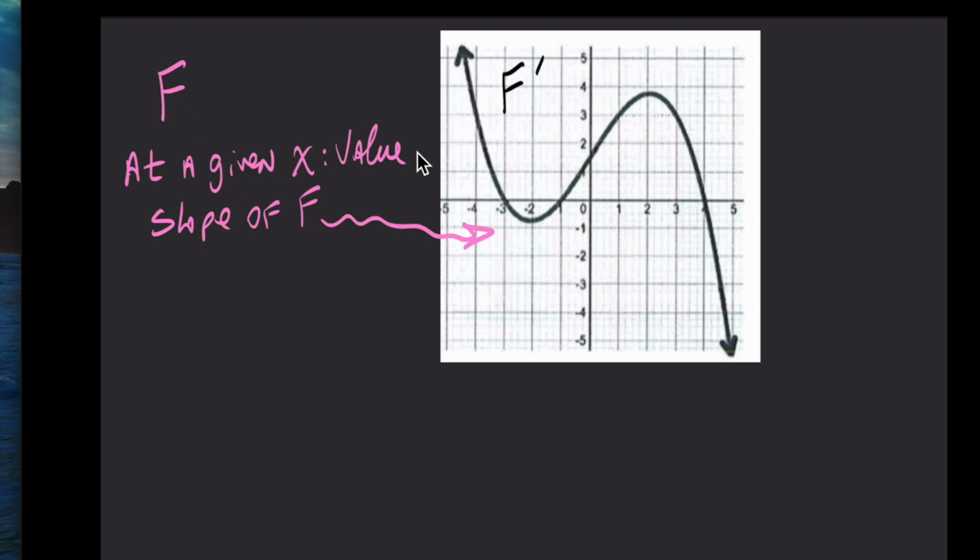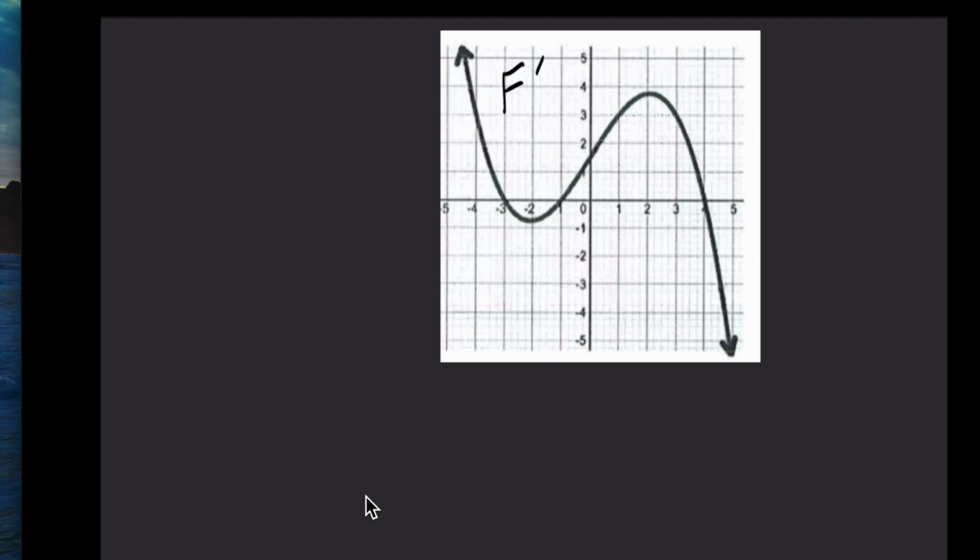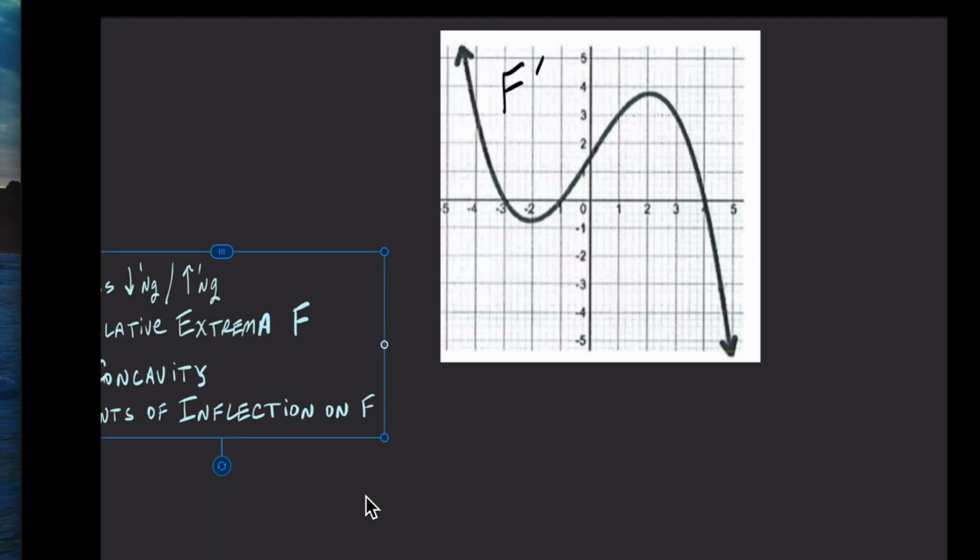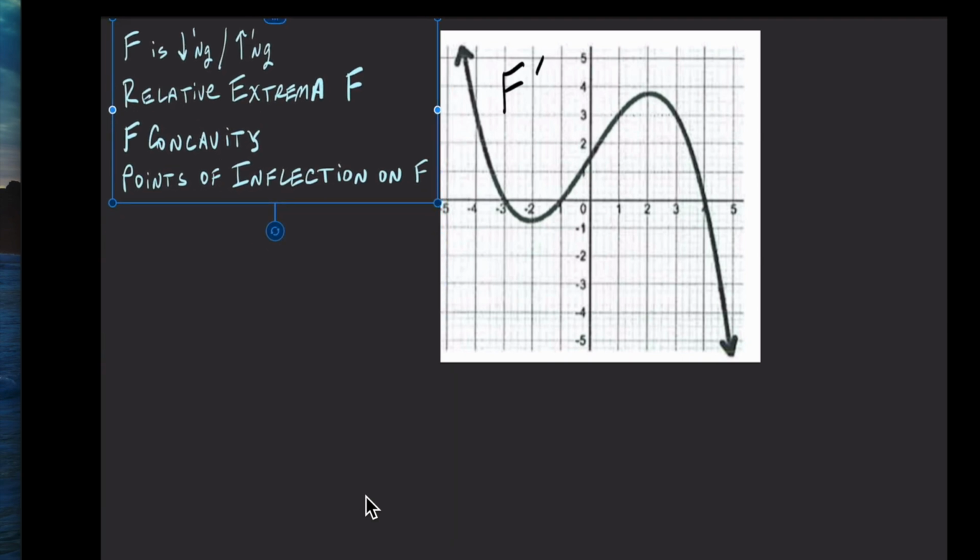We have to remember that the derivative tells us what the slope is at any given point on a function. So if we're at this point on f, that slope, whatever it is, is going to appear as the y value on f prime. Okay, keeping that in mind, I think it makes this process a little bit easier. So these are the items that we're going to look at on the f graph. So let's start with the first one.